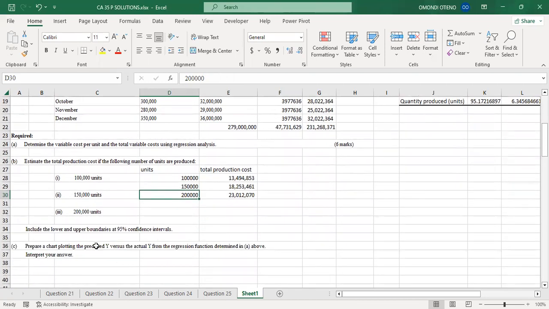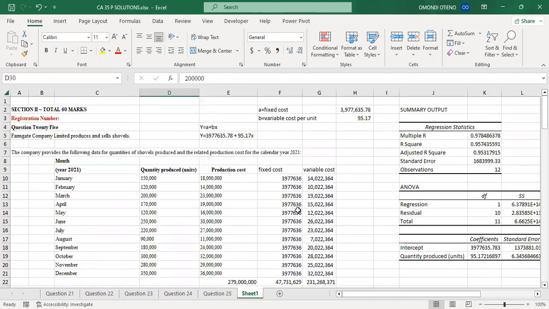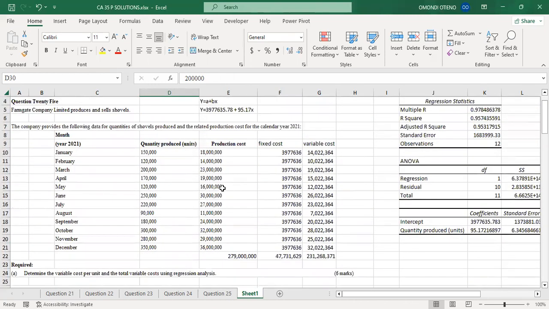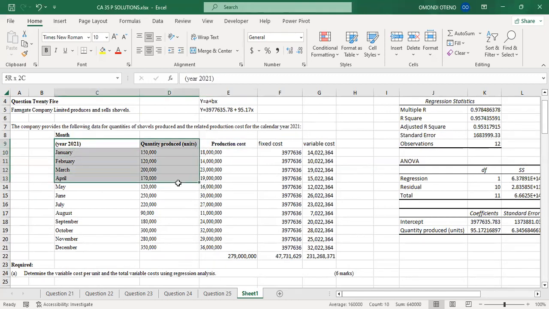Part C, prepare a chart plotting the predicted Y versus the actual Y from the regression function determined in A above. So the examiner wants us to come up with the predicted and actual Y. Remember, Y is the total production cost. So we just pick these ones here for effective analysis.